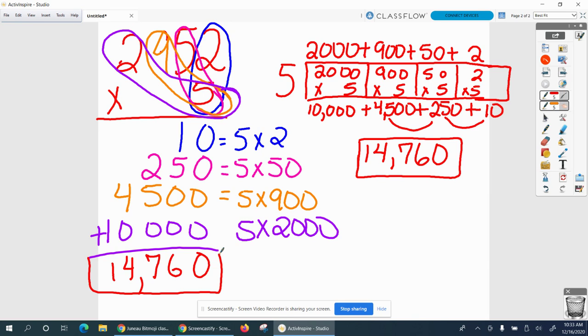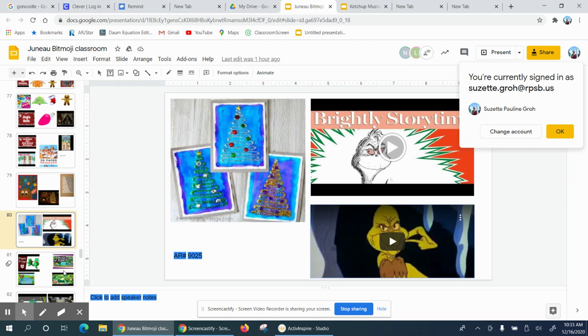Okay? All right, so you're just going to keep practicing, just like that, the area model and partial product for today.